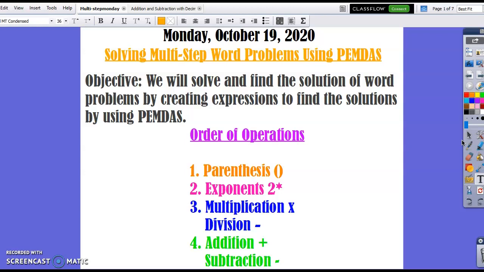Today, our title that we need to put on the top of a new clean page is Solving Multi-Step Word Problems Using PEMDAS. Your objective is we will solve and find the solution of word problems by creating expressions to find the solutions by using PEMDAS. So pause the video here and write the title Solving Multi-Step Word Problems Using PEMDAS at the top of a new clean page for today's title.